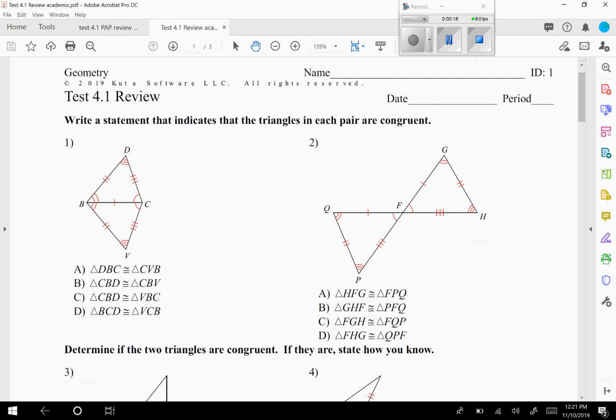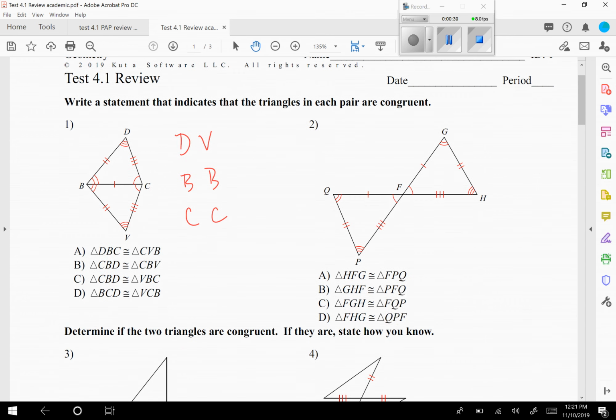Okay, what you need to do is match up the markings. So first thing, D matches with V. Okay, and over here, B is going to match with B because they have the same markings on both triangles, and then C will match with C because again they have the same markings on both triangles. So I'm going to look at my answer choices here. I'm going to see if D and V are matching up. If they're not, then I can't choose that one.